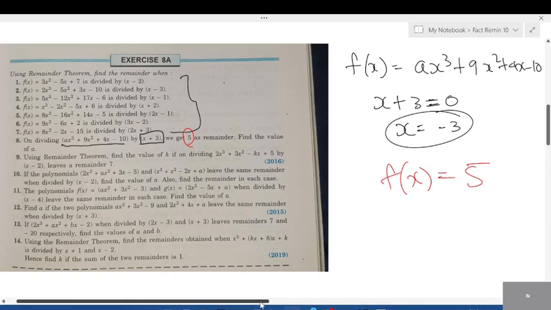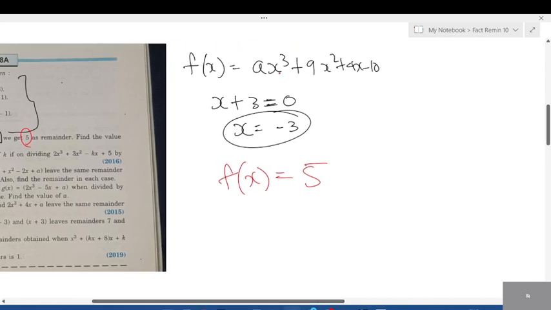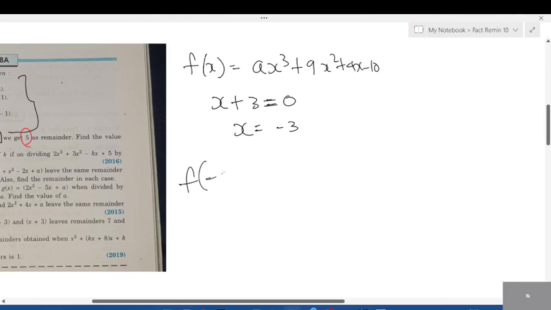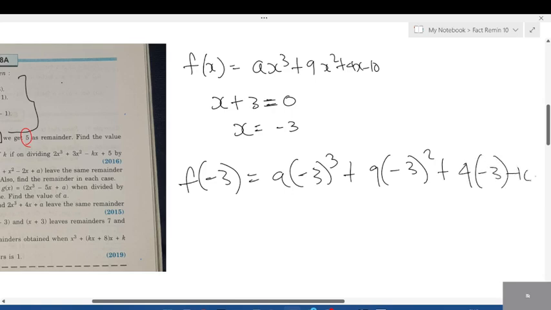F of x is equal to 5. Now, take the f of x value. What is f of x? Okay, if you're getting confused, just ignore that. Just take normal f of x, f of minus 3. Substitute here. A into minus 3 the whole cube plus 9 into minus 3 the whole square plus 4 into minus 3 minus 10.